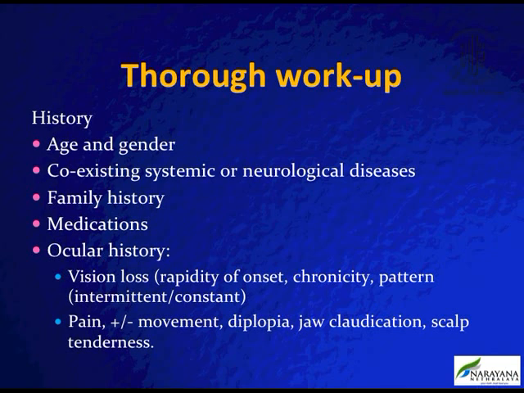Then a very thorough history about whether the patient has any systemic or neurological diseases, an associated family history. Medication is important, specifically if you are looking at patients on very severe antihypertensives who are on treatment and could have nocturnal hypertension, which I'll describe why, and also other individuals who are on amiodarone. Then ocular history is important, basically visual loss, the rapidity of onset, the chronicity, whether it's intermittent or constant, then pain, not just pain but pain associated with eye movement, any diplopia, jaw claudication, scalp tenderness, etc.